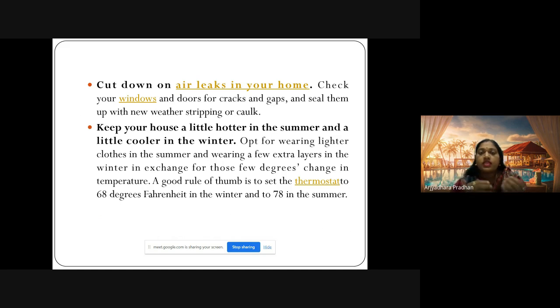Opt for wearing light. Now this is a clothing pattern. During winter we can go for wearing sweaters and jackets instead of using room heaters. And in summers we can use light clothes so that you'll feel lighter and cooler also.